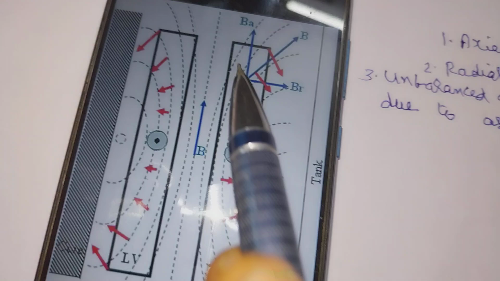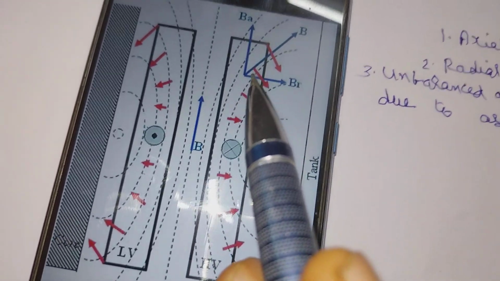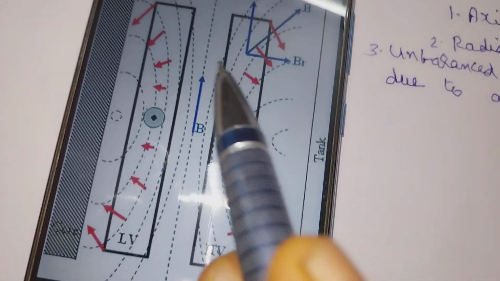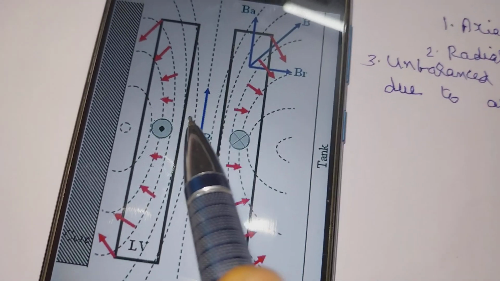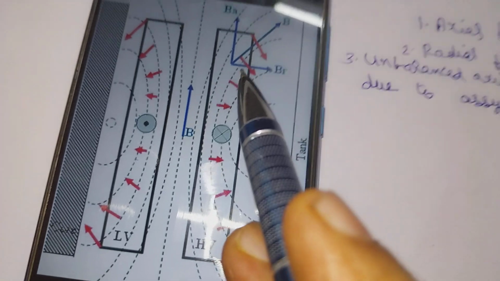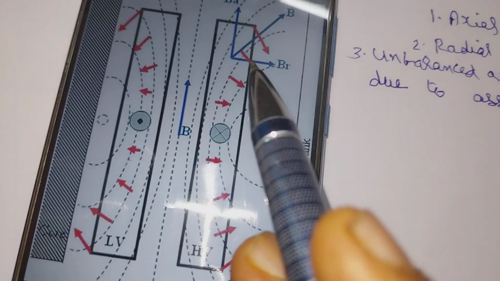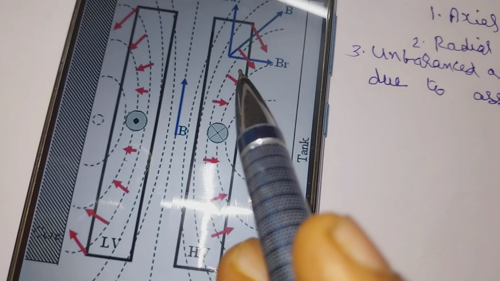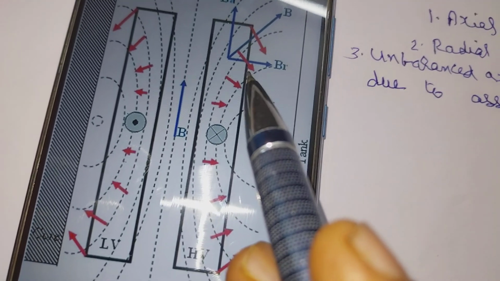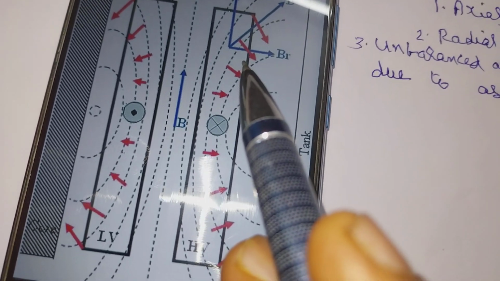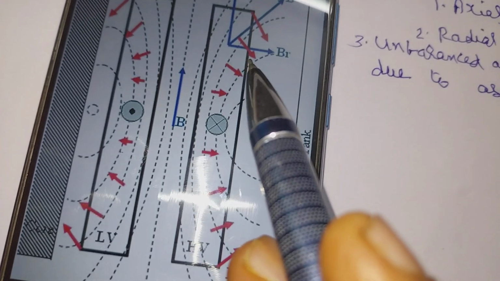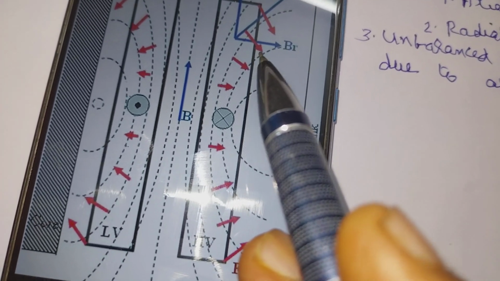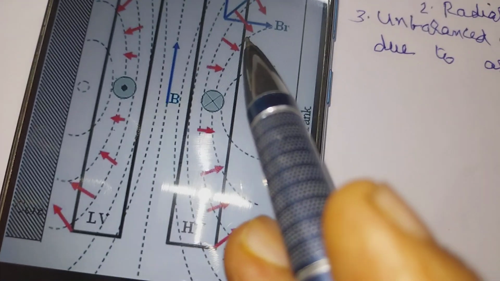Let us discuss first radial force. This figure shows a core type transformer. This is the core and these are the windings. The radial components of the flux interact with the leakage field and resolve into two components, radial and axial, as shown in this figure.